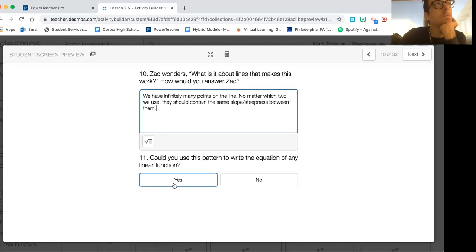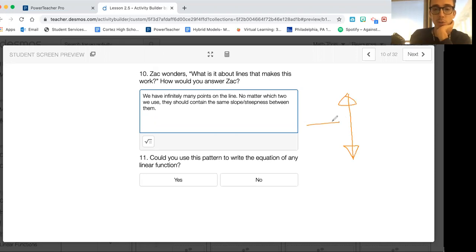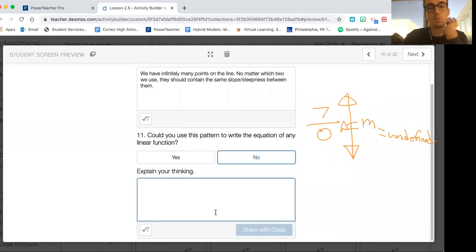Could you use this pattern to write the equation of any linear function? Well, I think the only option that might be a little hairy is if you have a slope that's undefined. This occurs if you have 0 in your denominator, and that's saying your slope's undefined. And if your slope's undefined, you can't really write anything else legible after it. So I'm going to say no, reason being, if we have an undefined line. That's my guess.